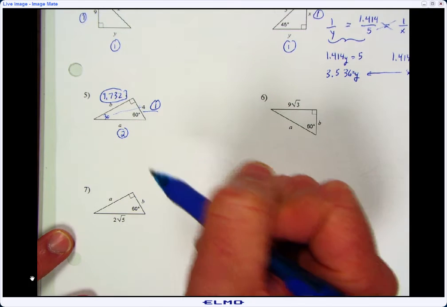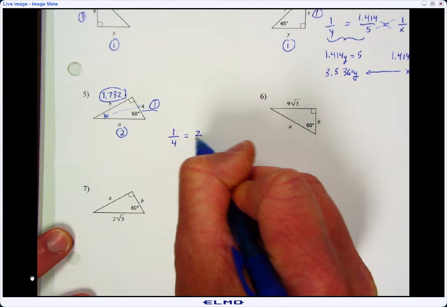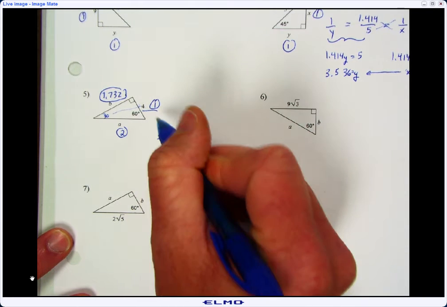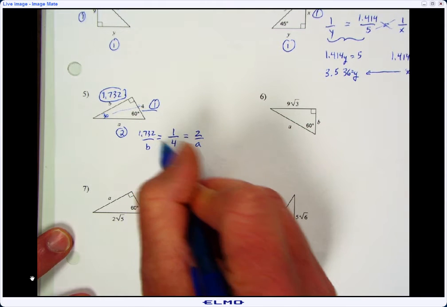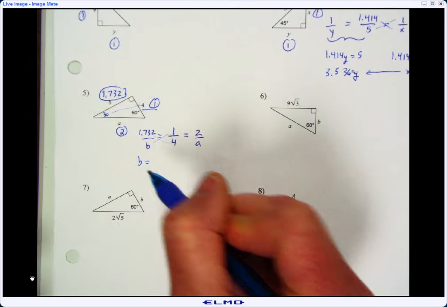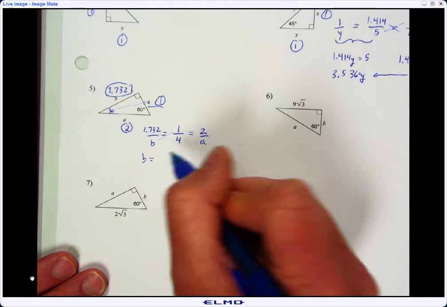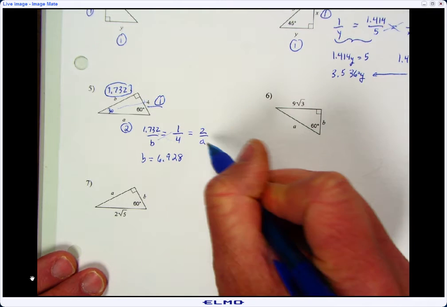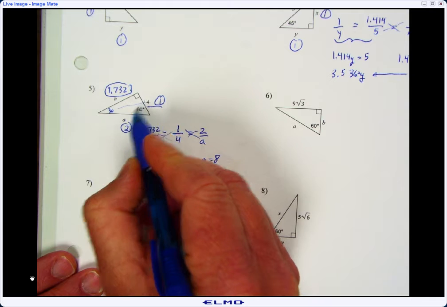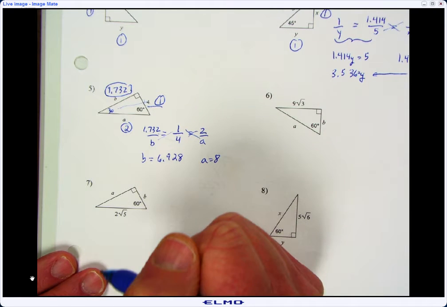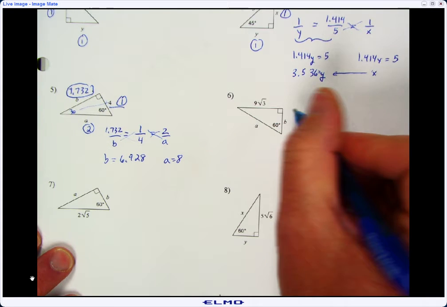Start with the side you know. 1 over 4 equals 2 over A equals 1.732 over B. Cross multiply to solve. B equals 1.732 times 4, 6.928. And A equals 8. If you look on your picture, 8, these are always in a 2-to-1 relationship. 8 over 4 is 2 to 1. Go to the next one here.